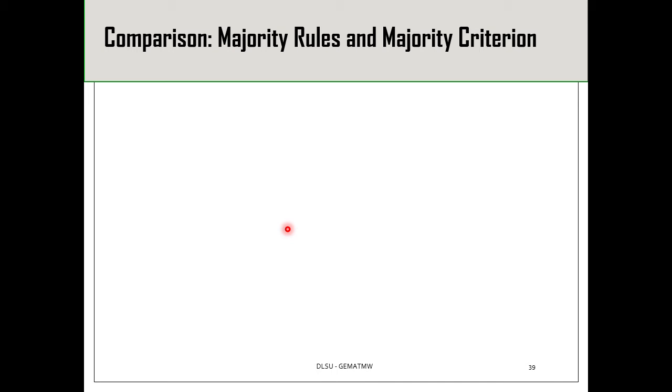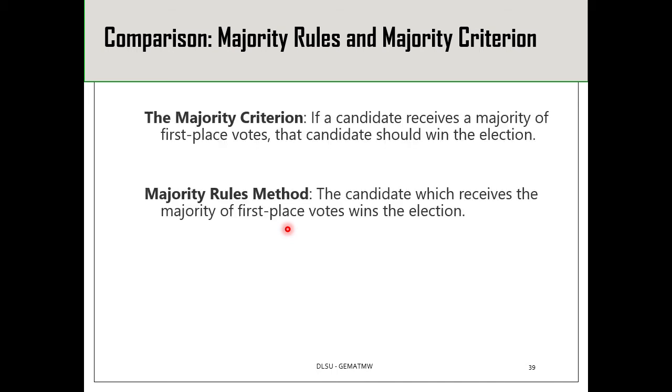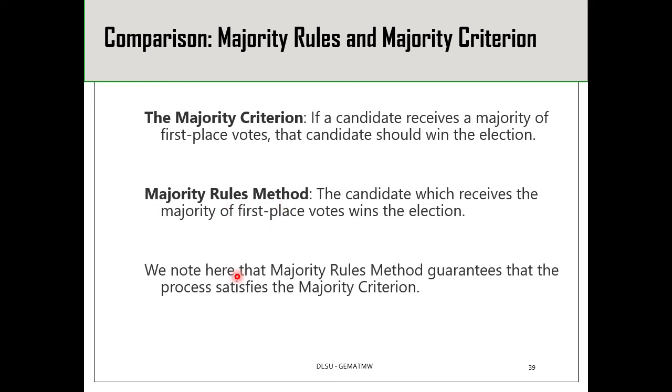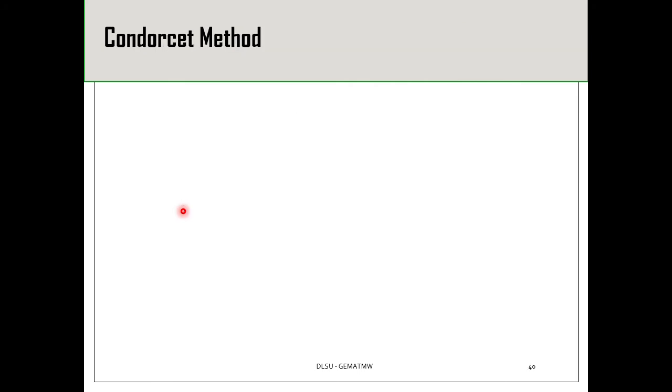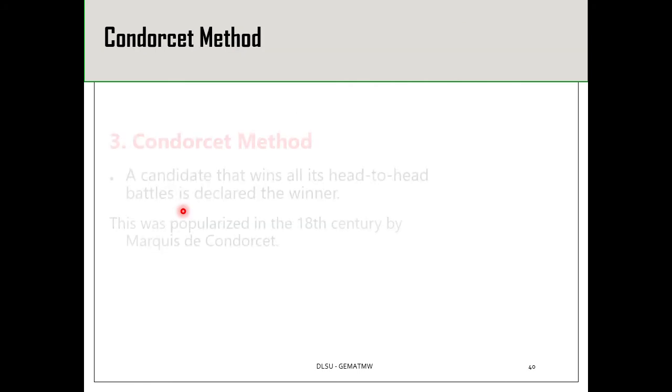Now, as I have mentioned earlier, majority rule method is different from majority criterion. Majority criterion is a fairness condition, whereas majority rule method is a voting method. Now we know that definitely majority rule method satisfies the majority criterion. So this ends the discussion on majority rule method. Let's proceed to the next voting method, which is the Condorcet method.